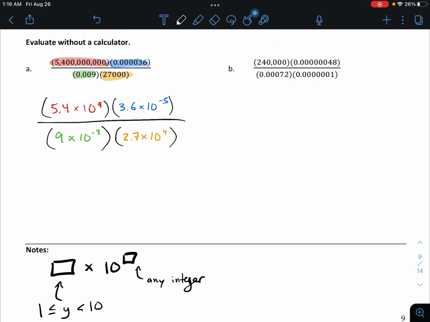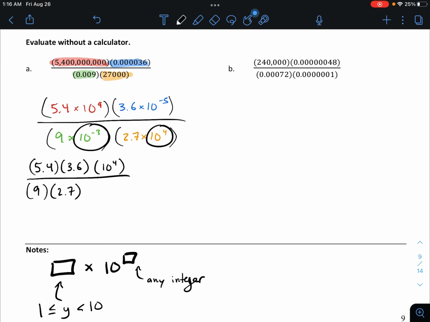So now I can start doing a little bit of my exponent rules, right? I can start to reduce some things. Okay. So if I look at my 10 to the ninth and 10 to the fifth, I can reduce this, right? We've got 5.4 times 3.6, and then all together, 10 to the ninth times 10 to the fifth, I just subtract those, that's going to be 10 to the fourth. And then in the denominator, we've got a 9, we've got a 2.7, and if I look at the exponents, negative 3 and 4, well, negative 3 plus 4 is 1. So this is just times 10.